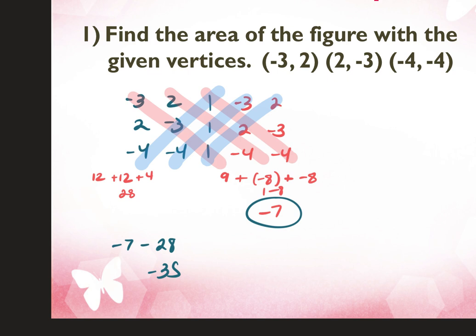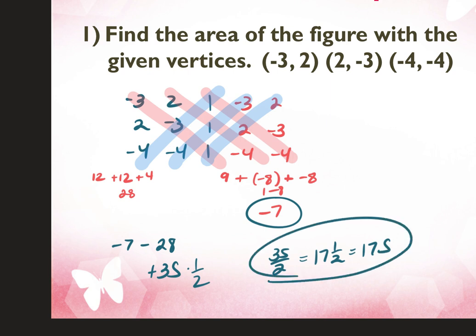So we're here, yes? Good? Area is always positive, so if it's positive, it stays positive. If it's negative, I change it back to positive, and then I multiply it by a half or divide it by 2. You could literally just write it as 35 over 2. You could also rewrite it as 17 and a half. You could also write it as 17.5. Any of those answers are right.